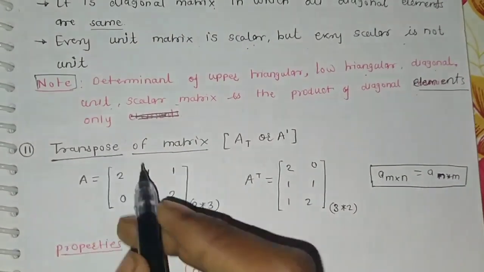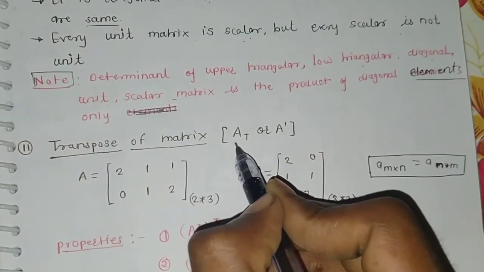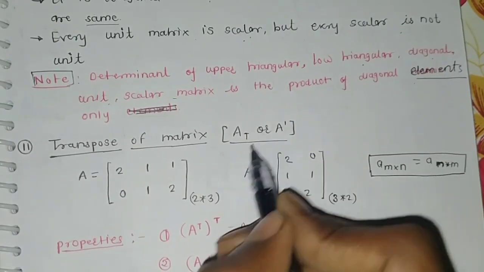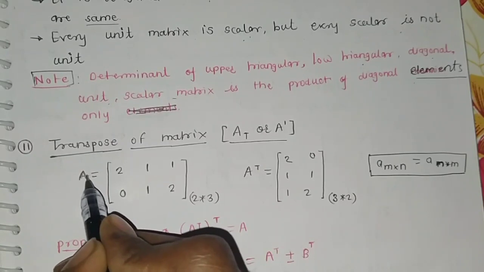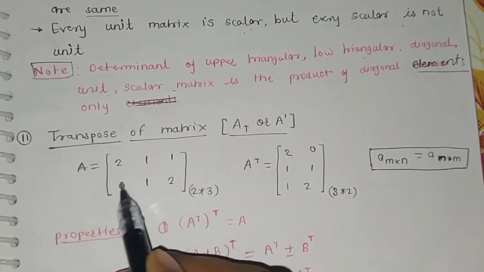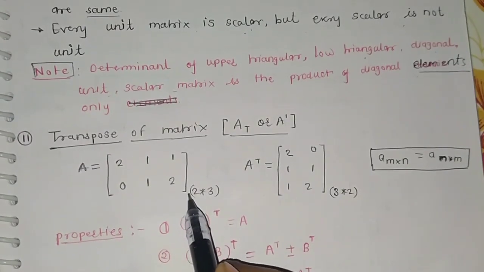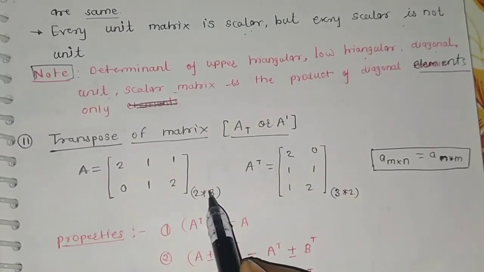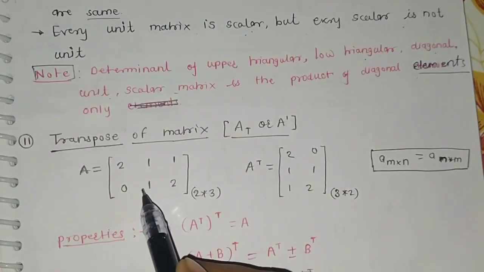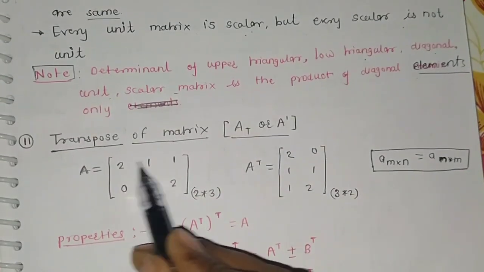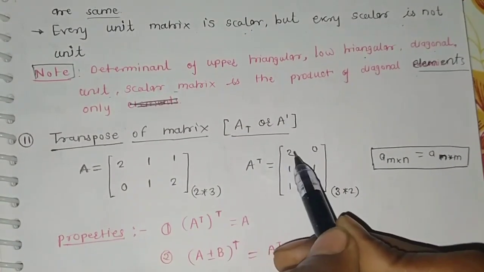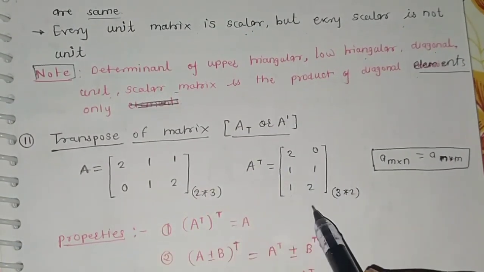Okay, so guys, let us see the transpose of a matrix. It is denoted by A^T or A dash. Let us take this example: A is equal to 2 1 1, 0 1 2. So this is a matrix of order 2 by 3. You just have to convert rows into columns and columns into rows, simple like this. So the first row becomes the first column and the second row becomes the second column.